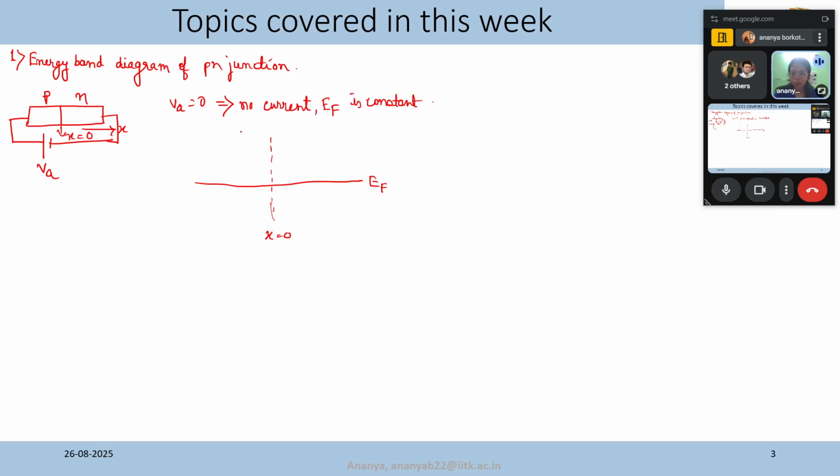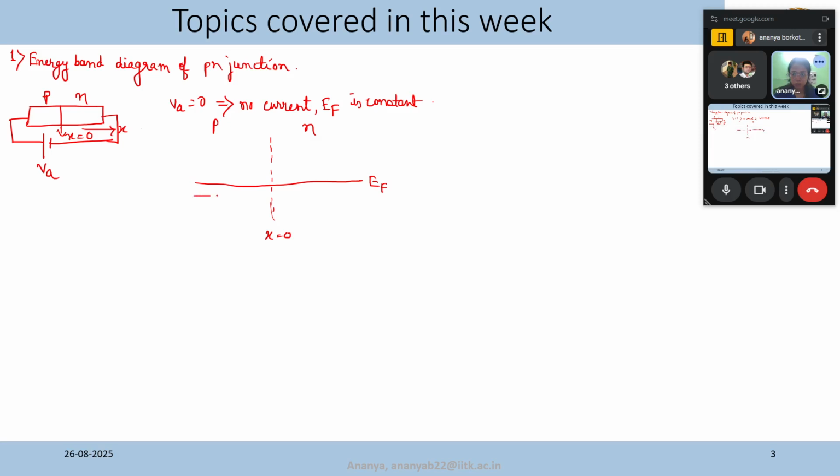Then away from the junction, we will draw the energy band diagrams for the P side and N side as they are. Everything is happening near the junction, and away from the junction is known as the quasi-neutral region. These are mostly neutral regions, so neutral P and N side. So we will draw the energy band diagram in these areas. This is the P side, this is the N side.